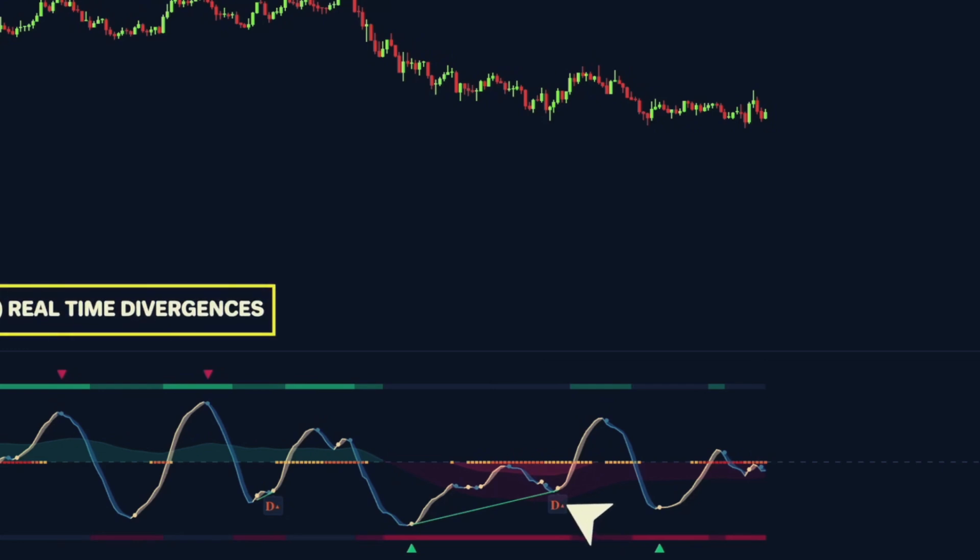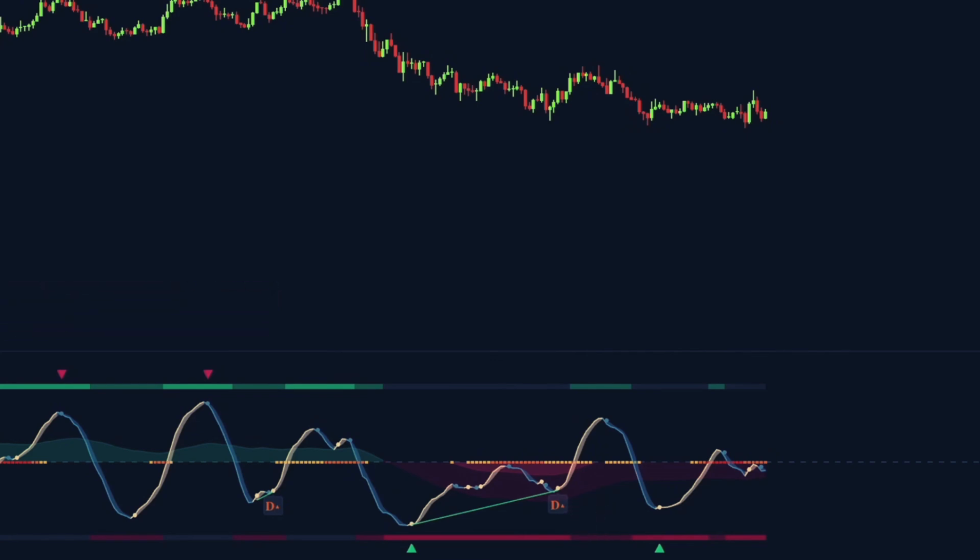The fifth component is real-time divergences. Equipped with a custom algorithm, the indicator detects real-time divergences between price and the oscillator. This dynamic feature enhances your ability to spot potential trend reversals as they occur. Overall, this is a great oscillator to test out.